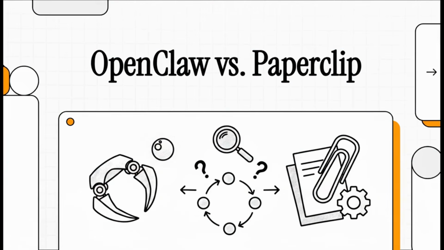Okay, so the world of AI agents is just blowing up, right? And you keep hearing two names, OpenClaw and Paperclip. The thing is, almost everyone gets the comparison wrong. So today, we're going to cut right through all that noise. We'll show you what they actually do, why they're so different, and this is the important part, how you can figure out which one you should be building with.